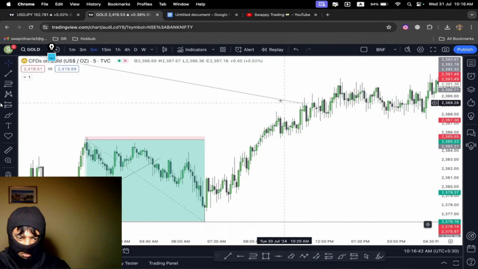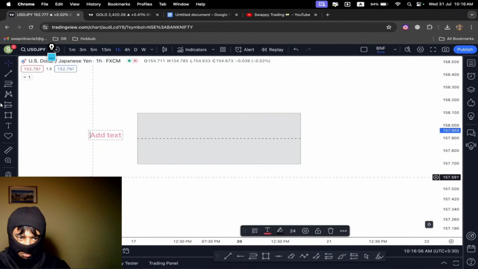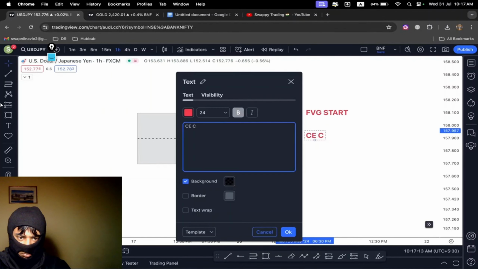Look, there are 3 basic components of a fair value gap. Let's say this is your fair value gap, okay? So, the upper part is what we'll call the FG start on the bullish side. Okay, on the bullish side, it's the FG start. Okay? This middle line is what we call CE. Okay? Let me put its full form in, consequent encroachment. Okay? And the bottom line is what we call the FG fill.